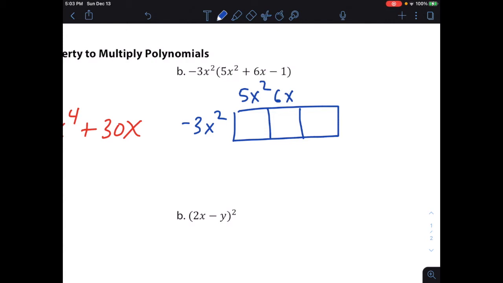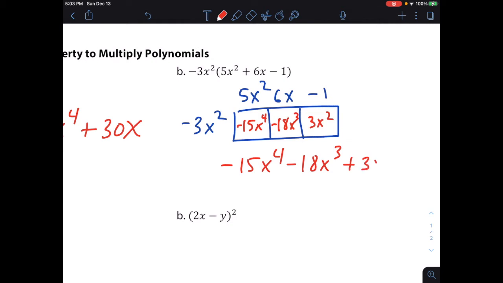But this minus 1, one of the big mistakes we see is people just write a 1. But they forget that that minus sign makes that a negative 1. So I'm going to write it as a negative 1. Then I'm going to switch colors. So then negative 3 times 5, so we have negative 15x to the 4th. And then we have negative 18x to the 3rd. And then we have negative times negative is positive, so it's 3x squared. So in this case, we have negative 15x to the 4th minus 18x to the 3rd. And then that's positive 3x squared, so I'm going to write a plus sign, plus 3x squared.